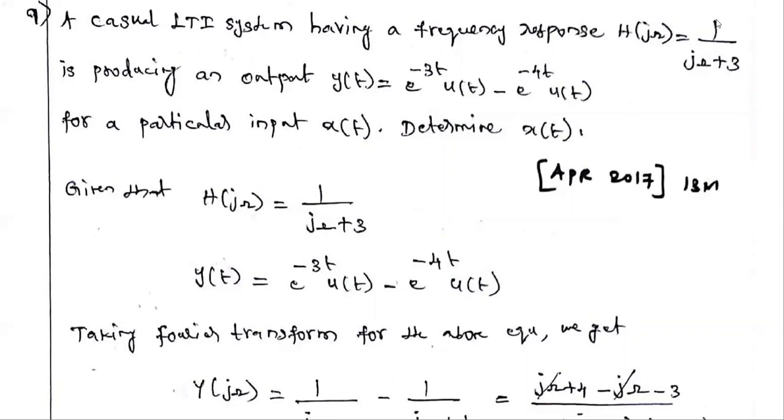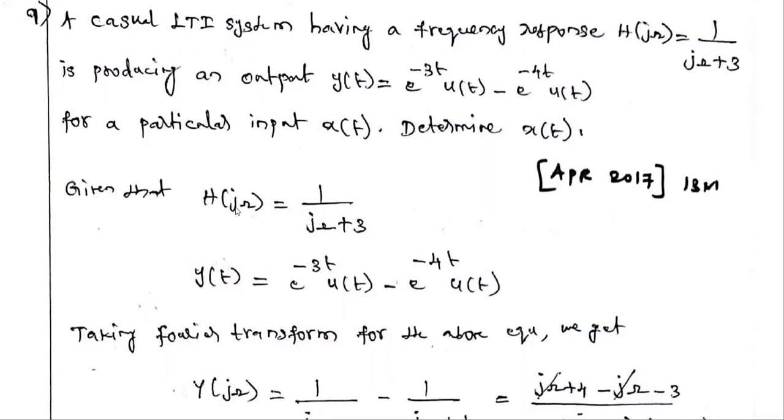What are the two given data? One is H(jω), which is the frequency response of the system. And one more thing is given, the output of the system. So using these two data, we have to find the input x(t). This is another type of problem. It's an April 2017 question, a 13 mark question. It's an easy problem only.